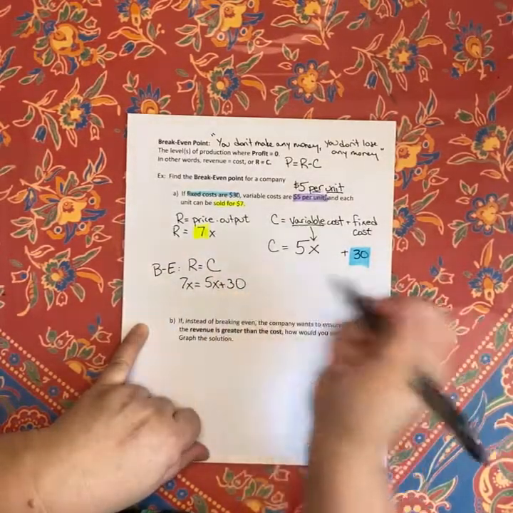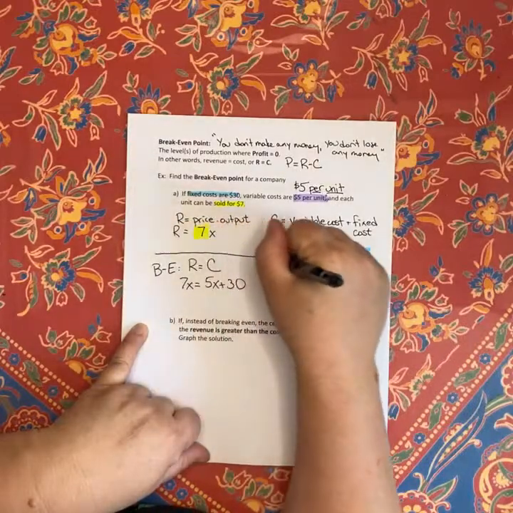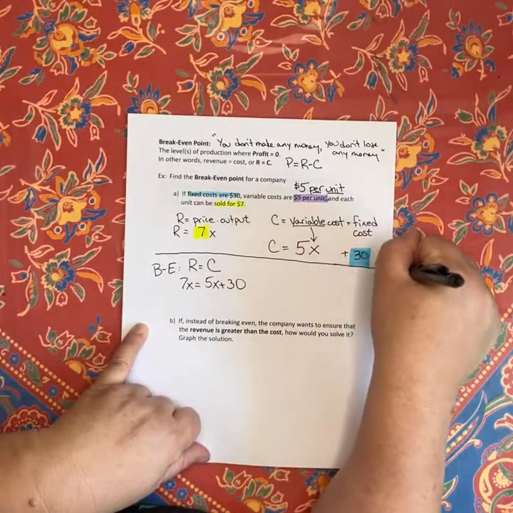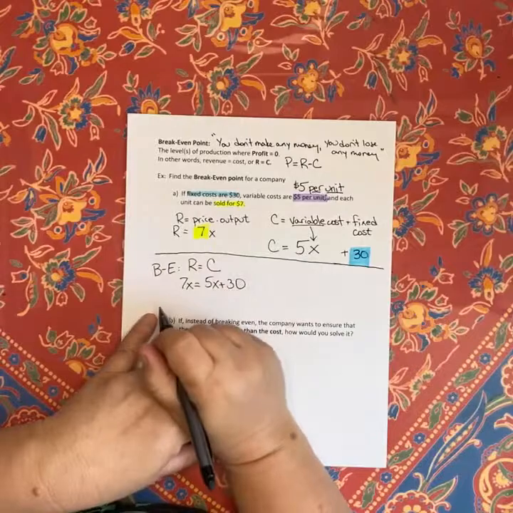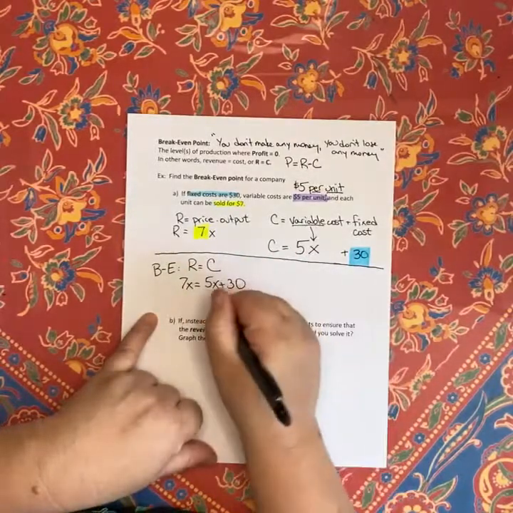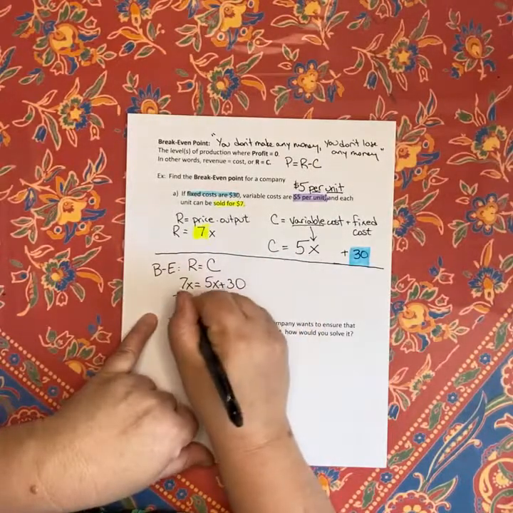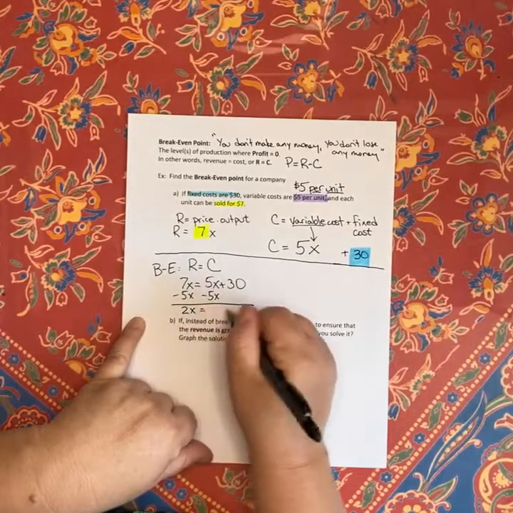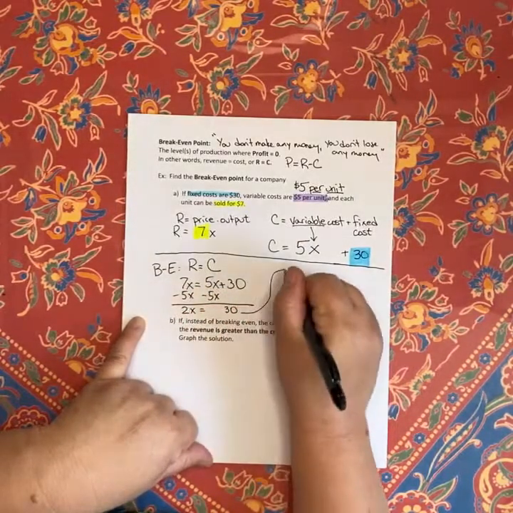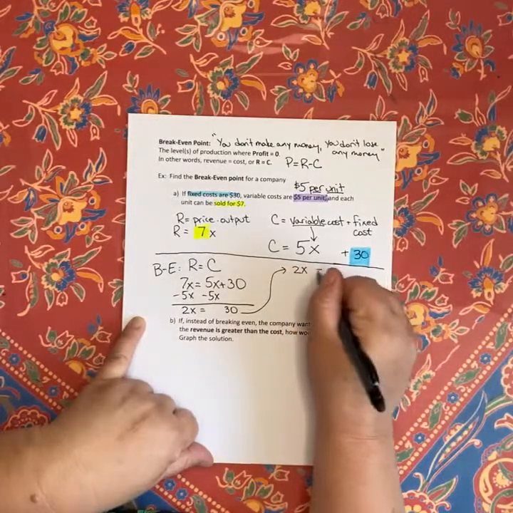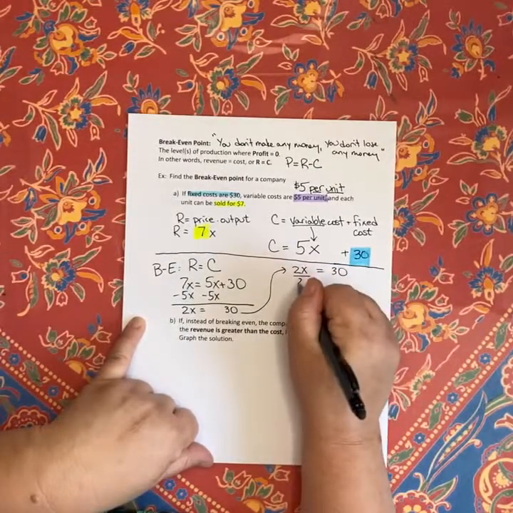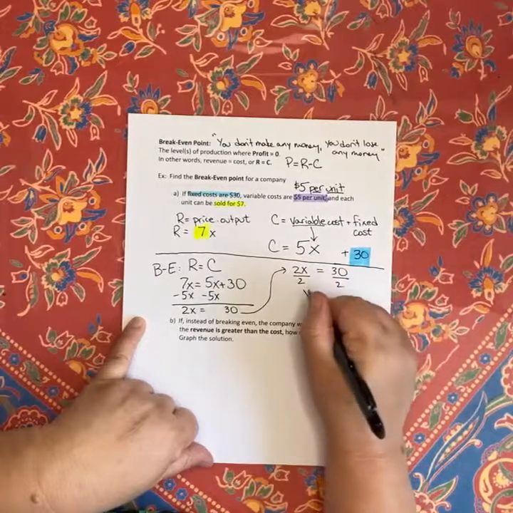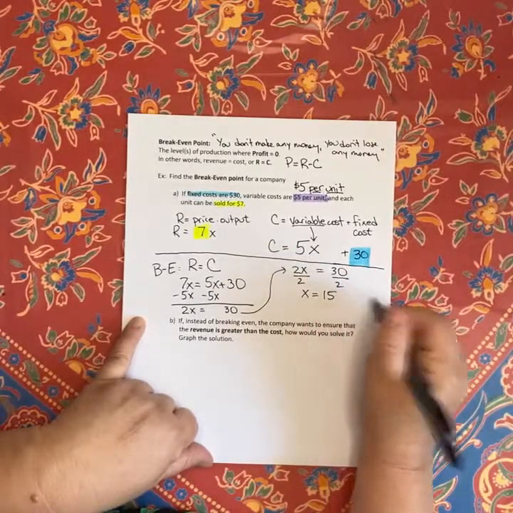So then I'm going to draw a straight line across here to visually separate everything. I'm going to subtract 5x from both sides. I get 2x on the left and 30 on the right. If I have 2x on the left and 30 on the right, I'm going to divide by 2 on both sides and get x equals 15.